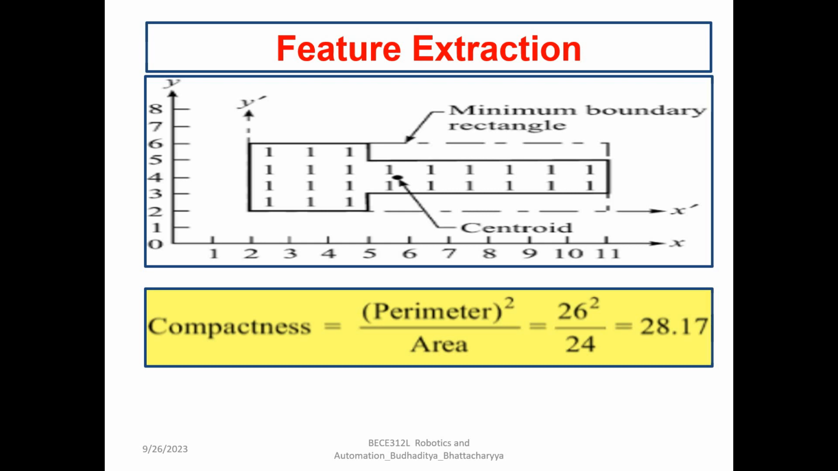So I'm not discussing that. Assume it to be a rectangular box. Accordingly, we get the area and the perimeter also you can find out from the same. Substitute and you get the value of 28.17 as the compactness.